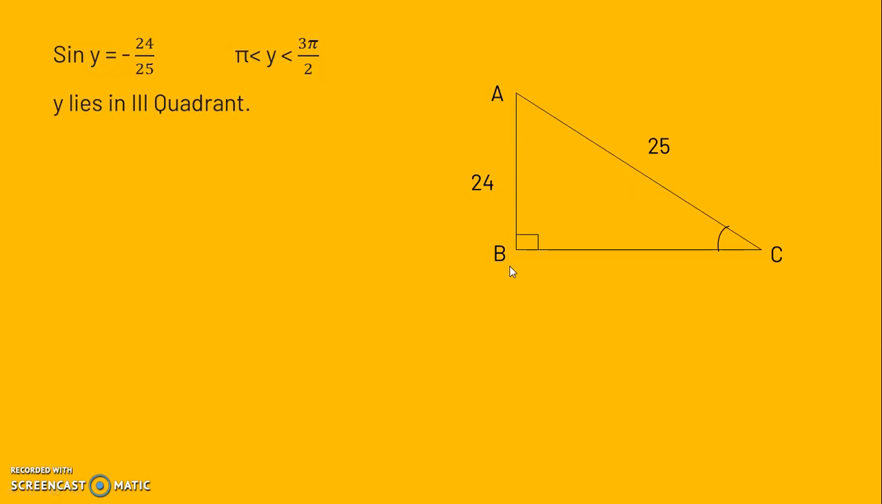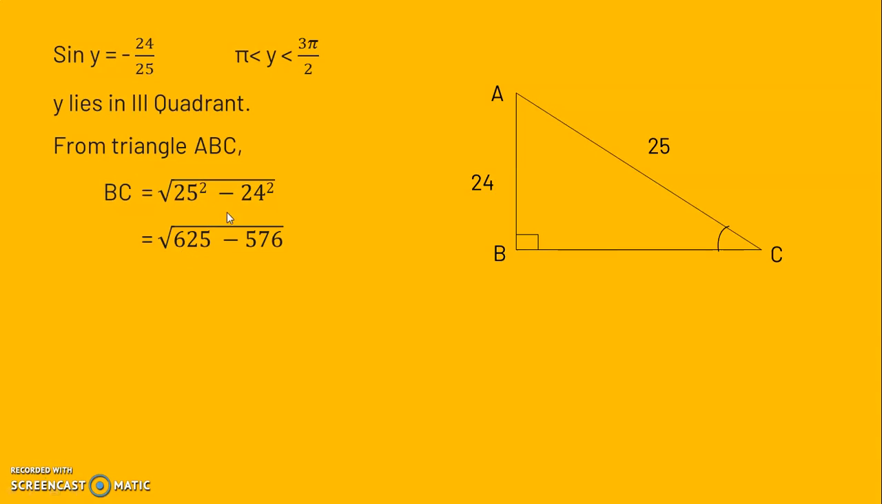So we have to first find the adjacent side, that is BC. So what is the formula to get the adjacent side BC? That is, BC is square root of AC square minus AB square. So from triangle ABC, BC is square root of 25 square minus 24 square. That is, 25 square is 625 and 24 square is 576. So the answer is square root of 49. What is the square root of 49? That is 7. So BC is 7 now, that is, the adjacent side is 7 now.